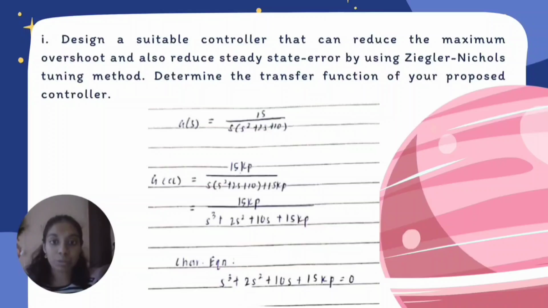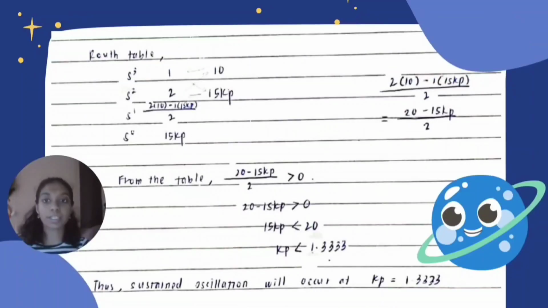So first of all, G(s) will be turned into a closed-loop transfer function by adding Kb. So we multiply 15 by Kb and we'll add 15 Kb at the bottom of our transfer function. And then after that, we can get our characteristic equation that we got earlier. Now we'll be putting it into our Routh table.